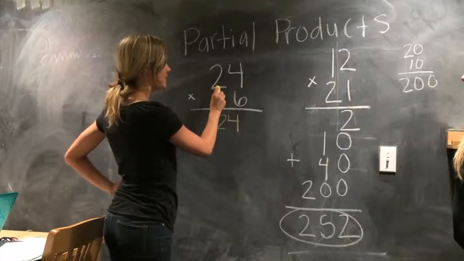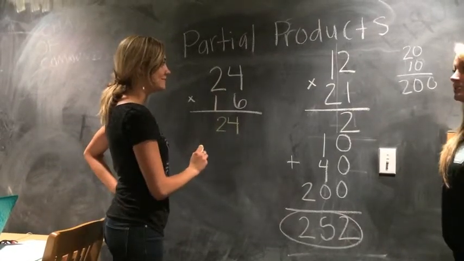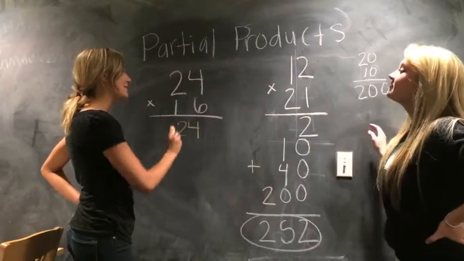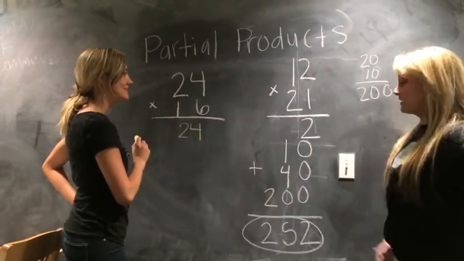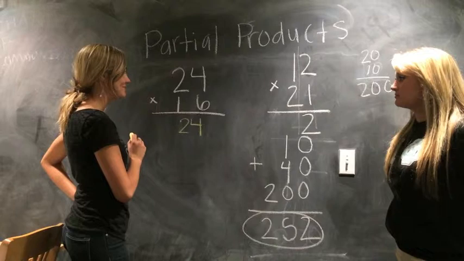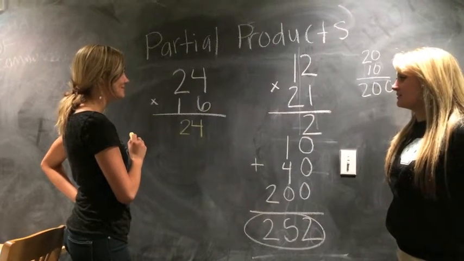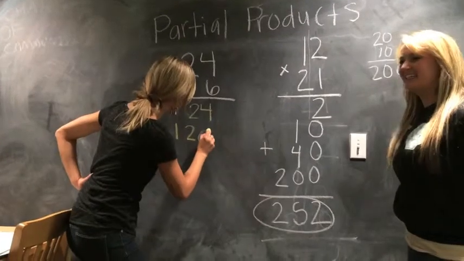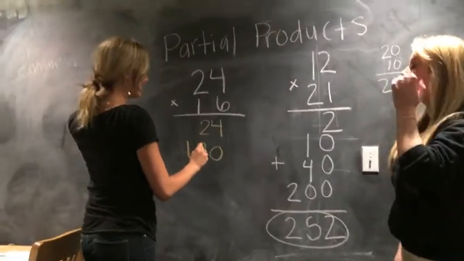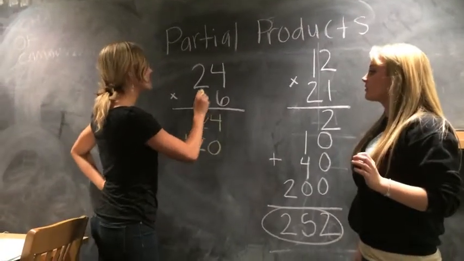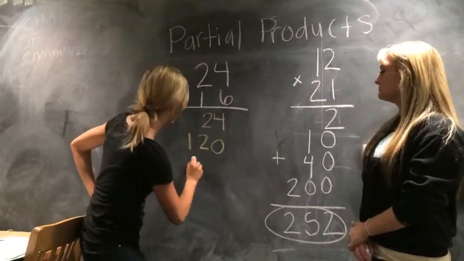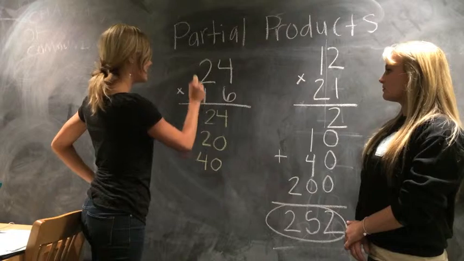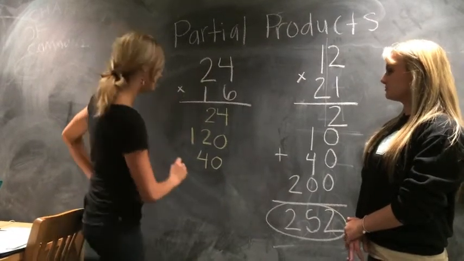6 times 2. No, catch it. What is this column again? Oh yeah, it's the tens column, so it's 6 times 20. Very good. And what's that answer? 120. All right, so now what do we do after that? Now you do 10 times 4. Very good. And then 10 times 20 is 200.